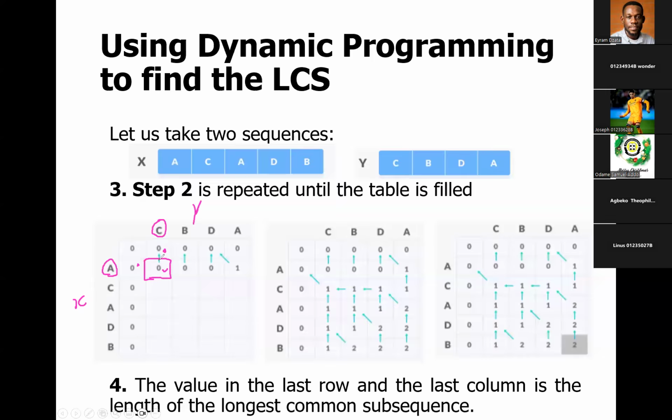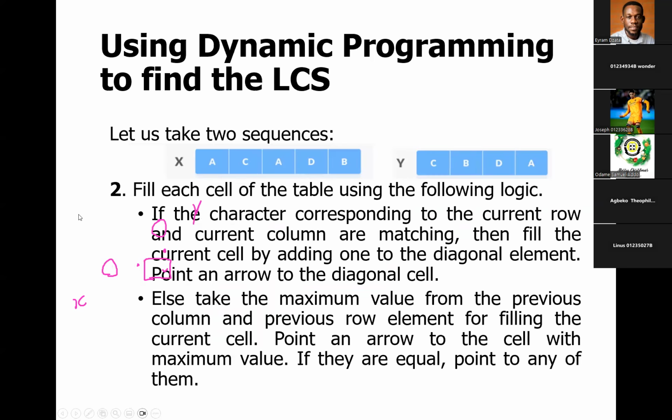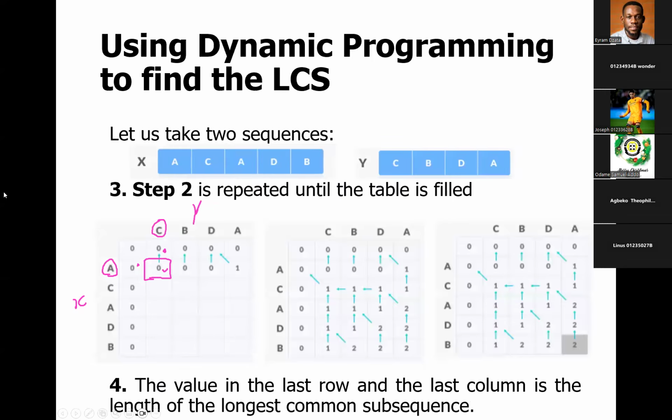So if we have 0, then it says what? You should have an arrow pointing upwards. Okay, so point an arrow to the cell with the maximum value. So in this case, it's pointing upwards, assuming the maximum value is the one up. Then we come to the next cell.